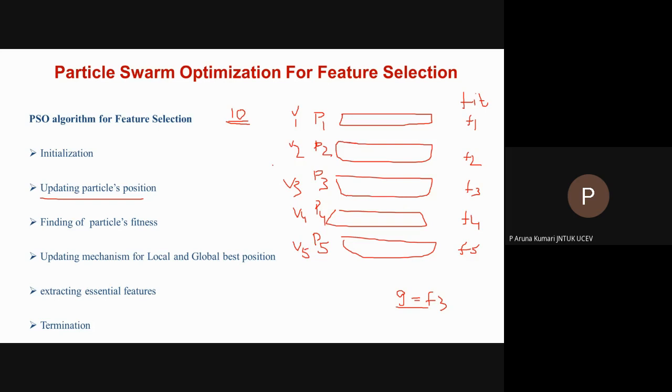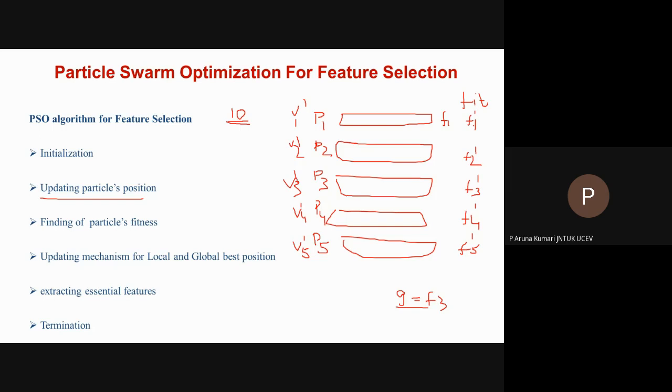After updating to the new velocities, v1 dash, v2 dash, v3 dash, you have to again calculate the fitness functions. And now you have to compare. Previously the fitness function is f, and now the fitness function is f1 dash. Which is the best one?